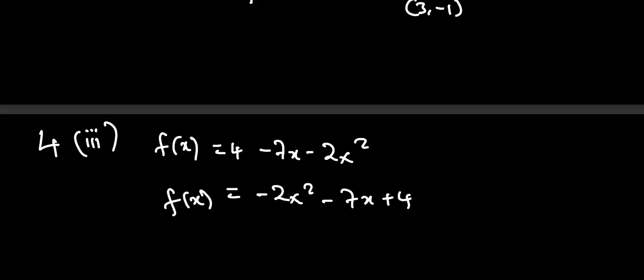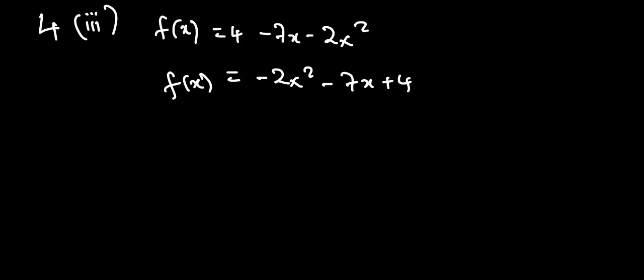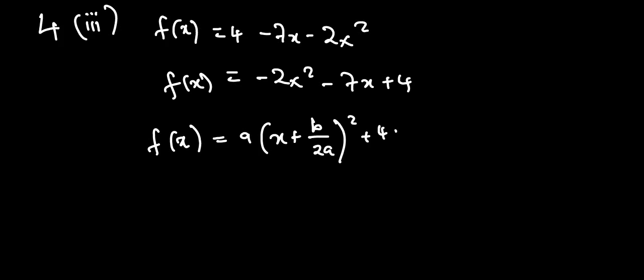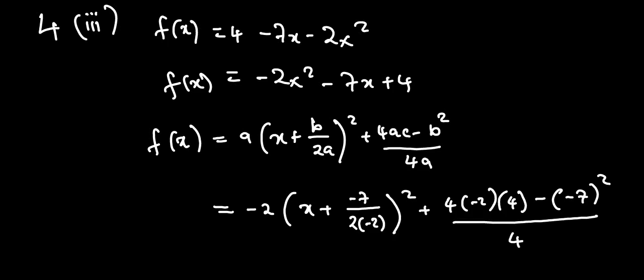So first you complete the square. We can easily use the formula here. If we use the formula, we're just putting it in this form. The completed square form is going to be a, then you have x plus b over 2a, squared, plus 4ac minus b squared over 4a. This will be negative 2, x plus negative b over 2, that squared, plus 4 times negative 2 times c, which is 4, minus negative 7 squared, over 4 times negative 2.